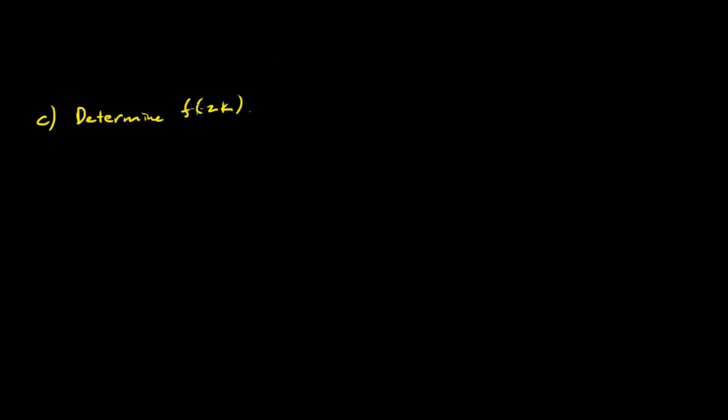Lastly, we've got determine f of 2k, and here we're just going to sub in 2k into our function. So f of 2k is equal to 2 times 2k squared plus 5. Now, we're not going to get a number here, we're actually just going to get an expression in terms of k. So let's go ahead, when we square 2k, we get 2 times 4k squared plus 5. 2 times 4 is 8, so we get 8k squared plus 5.